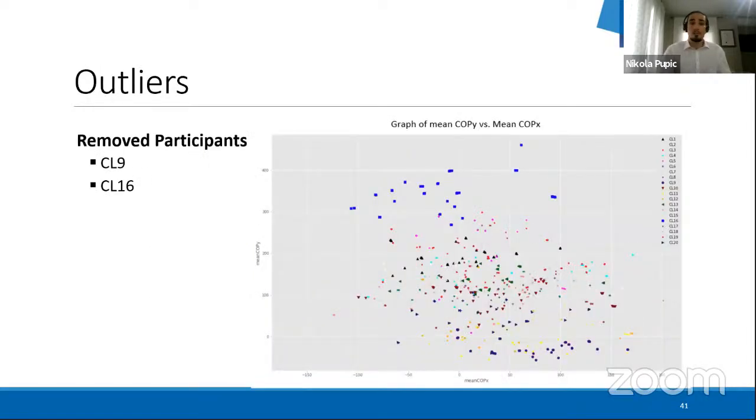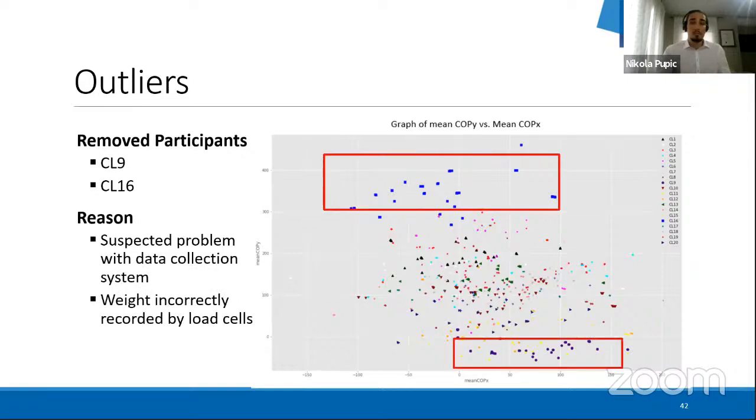During my analysis, I also found that our system recorded the weights of 2 participants incorrectly, deviating approximately 15 kilograms from their self-reported weight. I suspect that the reason for this incorrect measurement was a problem with the data collection system itself. Looking at the graph of the mean center of mass in the y-axis versus the mean center of mass in the x-axis, it reaffirmed that there was a problem with our system, as we see 2 outliers in large purple circles and large blue squares.